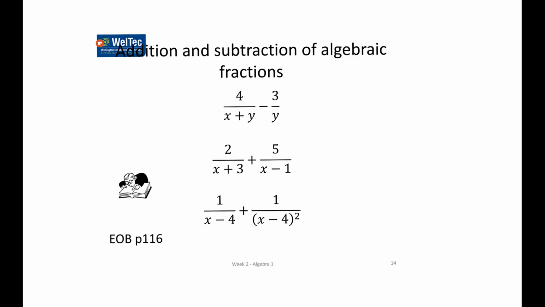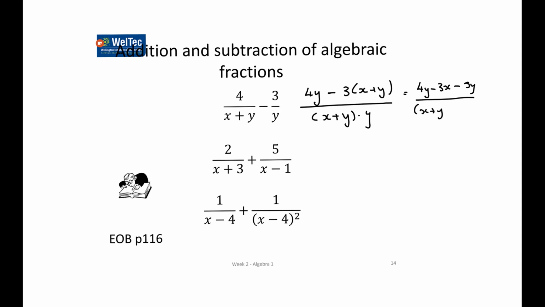Let's just do these briefly. It would be 4y minus 3 times (x plus y) over (x plus y) times y. So it would be 4y minus 3x minus 3y over (x plus y) times y. So 4y minus 3y would be y minus 3x, going to run out of room, over (x plus y) times y.